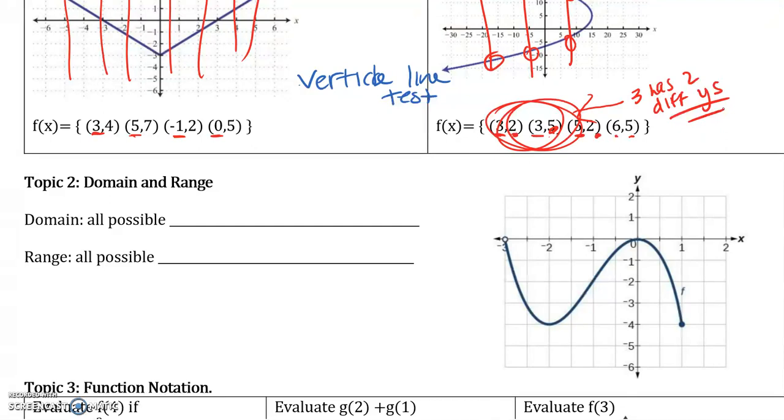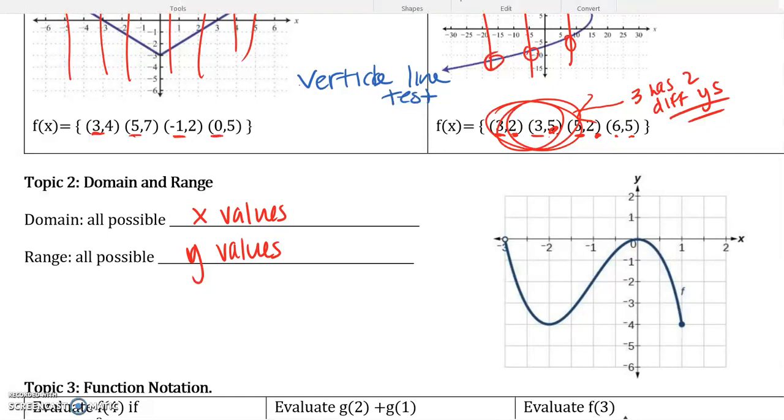Now let's talk about something you already know. Domain and range. Domain is all possible x values, and range is all possible y values. You can see this described a lot of ways. Sometimes we will write these as inequalities. Sometimes we will write them as intervals. Most of the time, you'll see them written as inequalities.